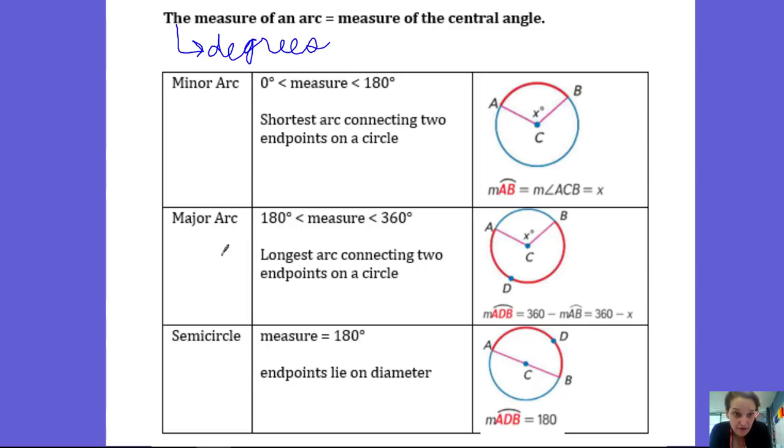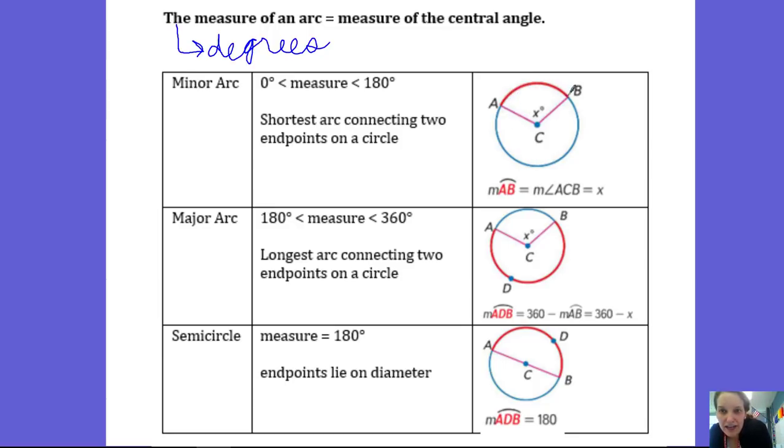So there's 3 types of arcs based off of their measures. The first type is called a minor arc. A minor arc is an arc whose measure is somewhere in between 0 and 180 degrees. So it's greater than 0, less than 180. And it's the shortest possible arc to connect 2 endpoints on a circle. So for example, if I had the circle C, I have these 2 points A and B, the shortest way to connect point A and point B would be along this minor arc. The longest way would be this blue route right here. So this is the shortest way to connect those 2 points.